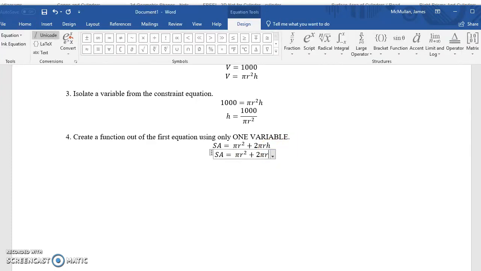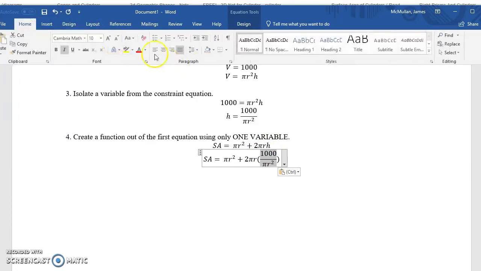I can use my equation that I know h is equal to. This comes from up here. And I can stick that in, right? I know h is equal to this, this thing here. I'll just give it a different color so we can recognize the substitution.